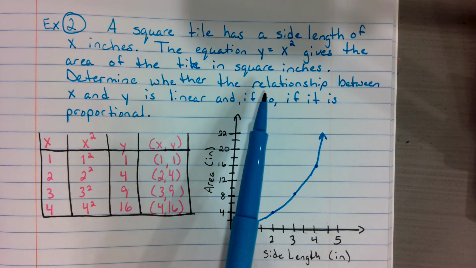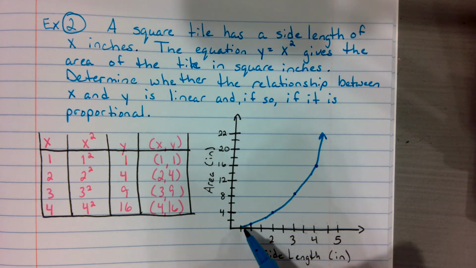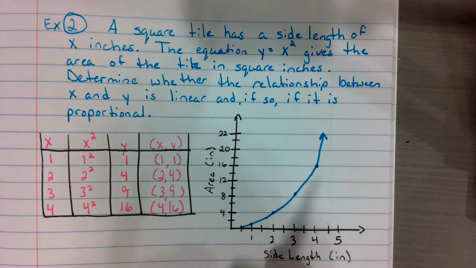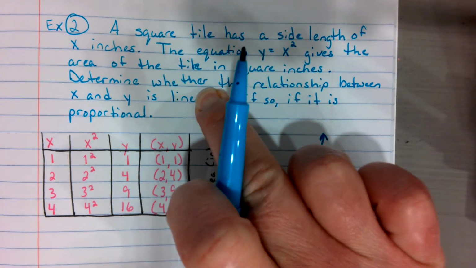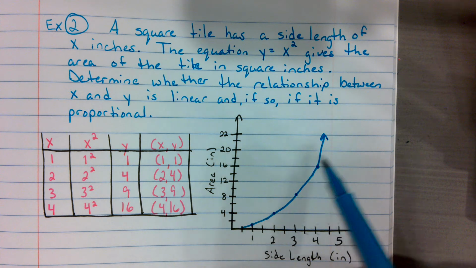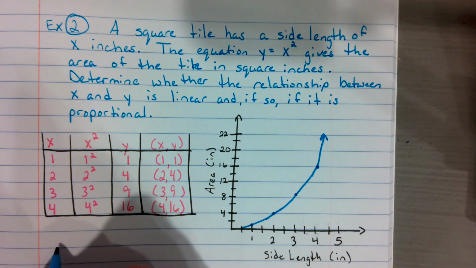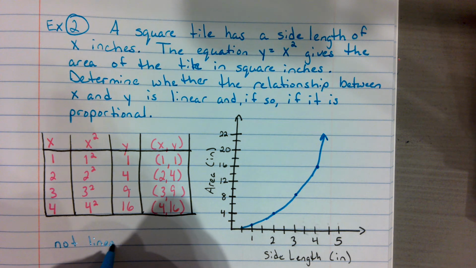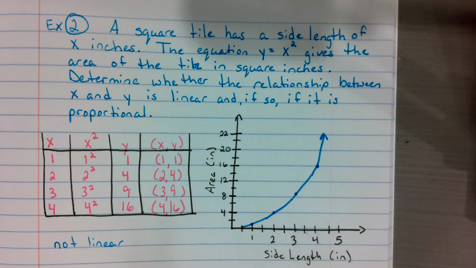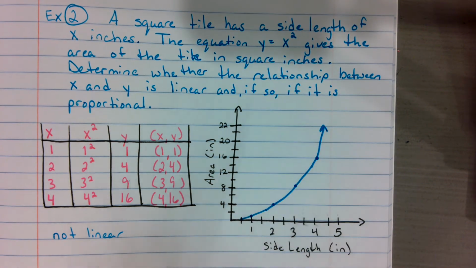So it's to determine whether the relationship between x and y is linear. So you would be expecting to see a straight line, right? We would need a straight line for it to be linear. See, we've got the word line right there. All right, I do not have a straight line. This is not linear, and therefore it's not proportional either. So this is not a linear line.